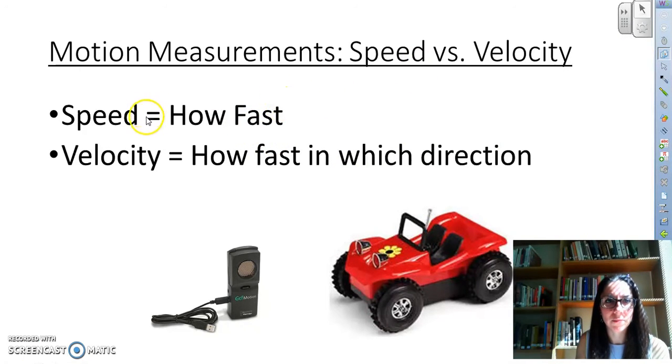So basically, both of these measurements are measuring motion, how fast something is going. But there's two ways we can quantify that. One is with speed. The speed measures how fast. Velocity also measures how fast, but it also measures how fast in which direction. So let's talk about this in a little more detail.